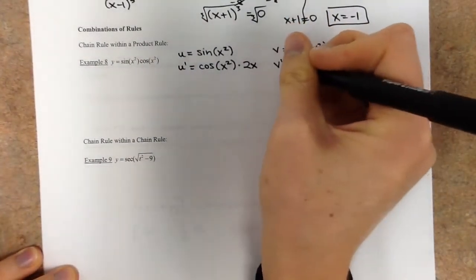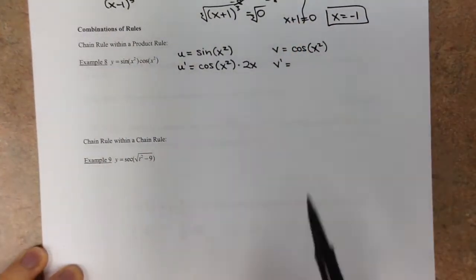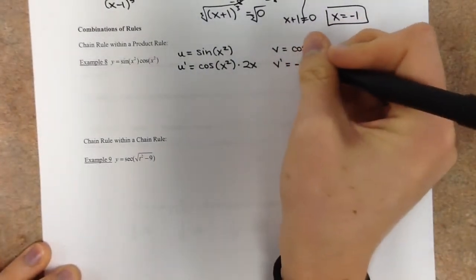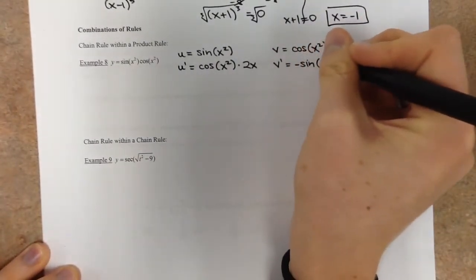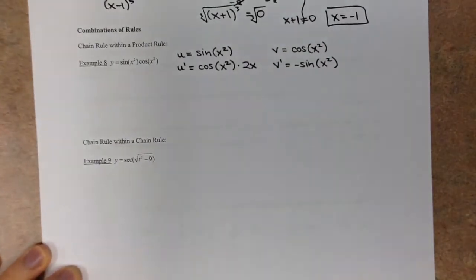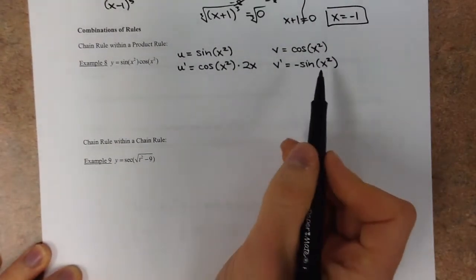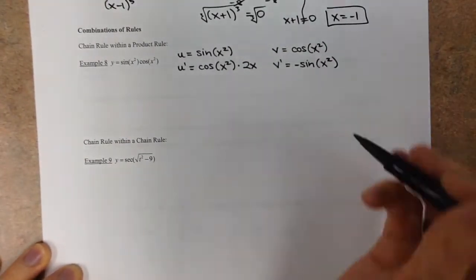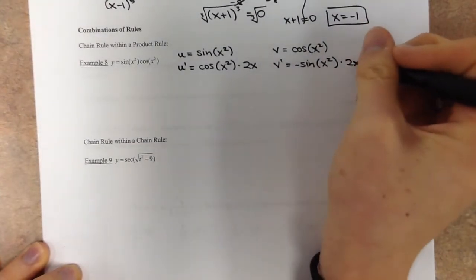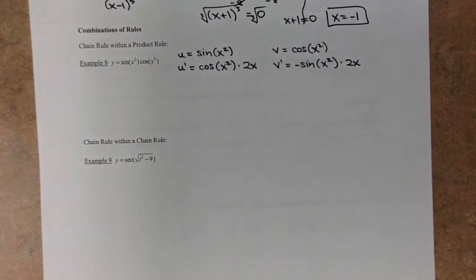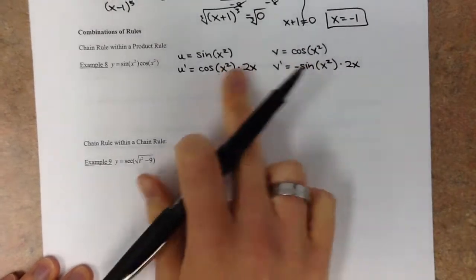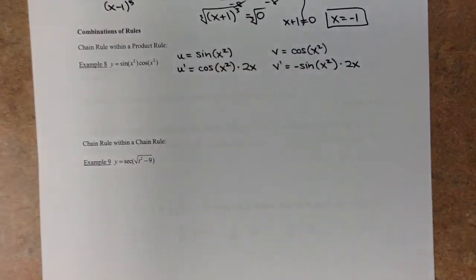Next, v prime. Start with the derivative rule. The derivative of cosine is negative sine. And we leave the x squared exactly where it is. Then times the correction factor, which is the derivative of the nested function. The nested function is an x squared. The derivative of x squared is 2x. So we've got everything set up here. There's no need to simplify this stuff right now because we're just going to combine it into a product rule anyways, and our last step will be to simplify.